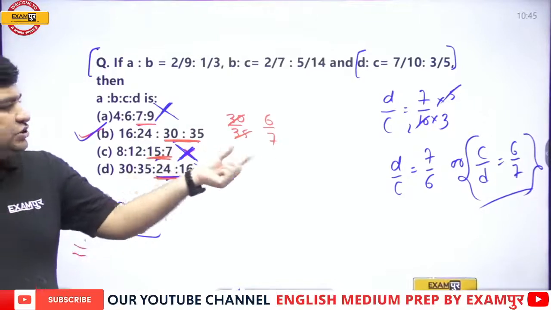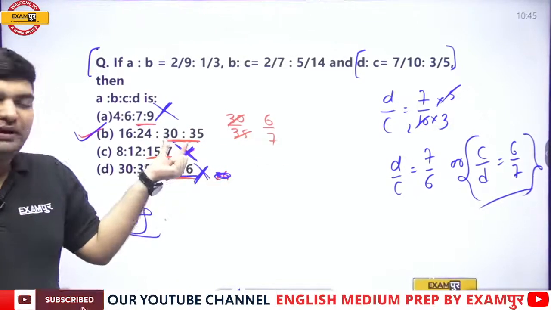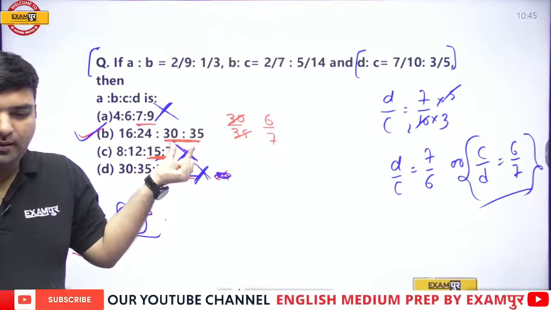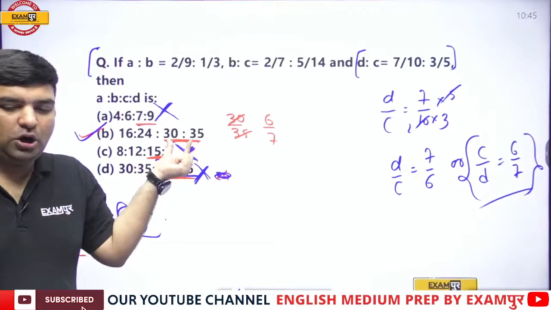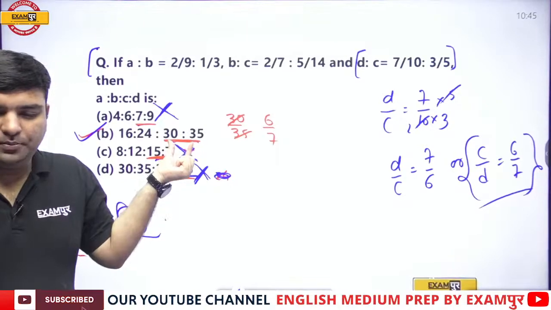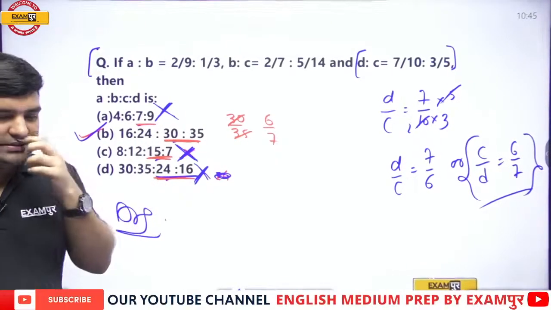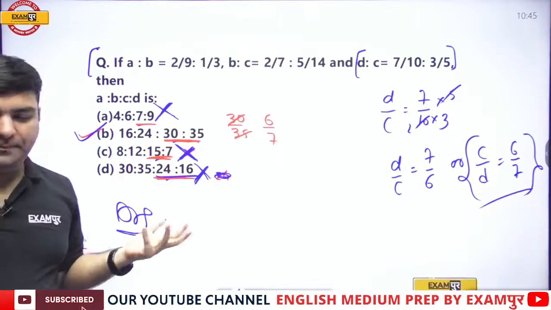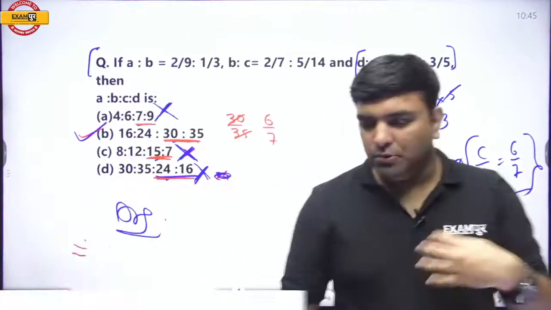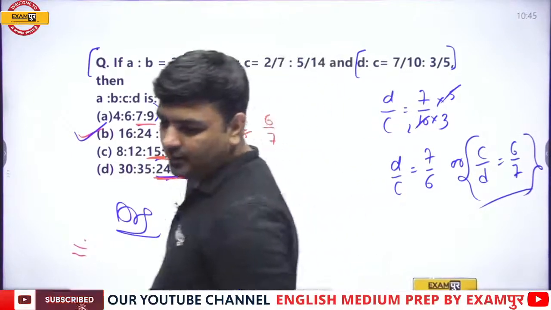The 6:7 ratio of C to D is only maintained in option number B, not anywhere else. So that is why B is our ultimate answer. No need to do anything.